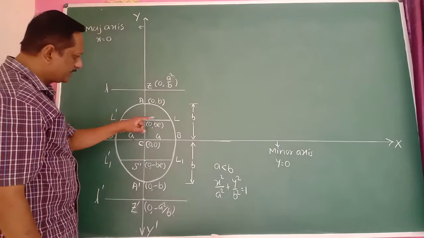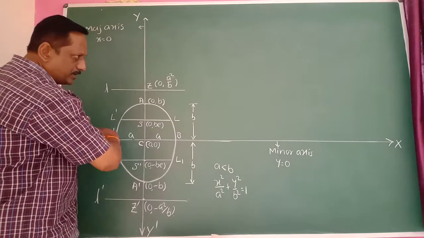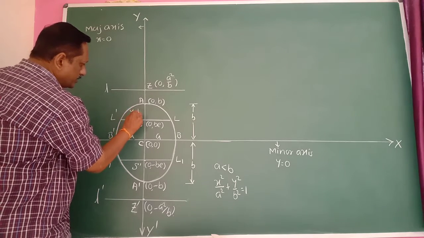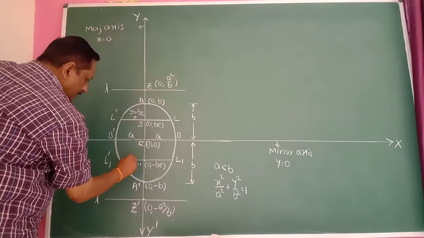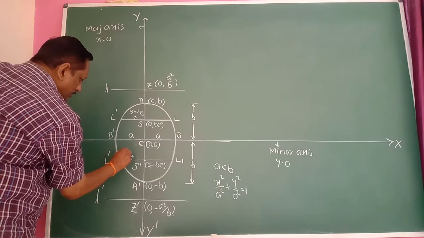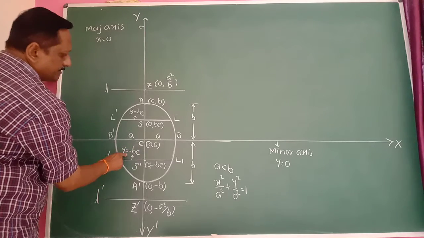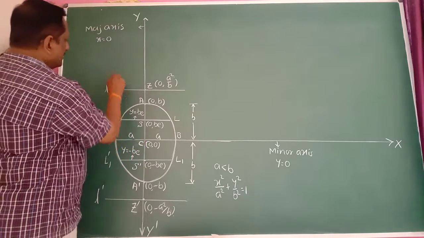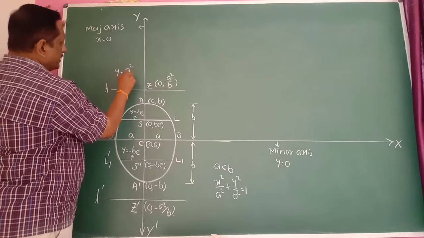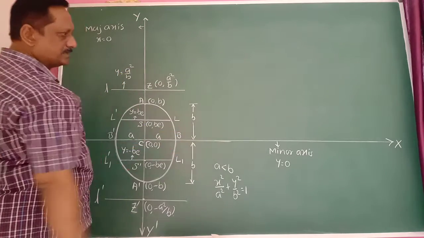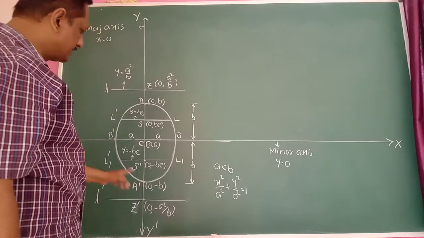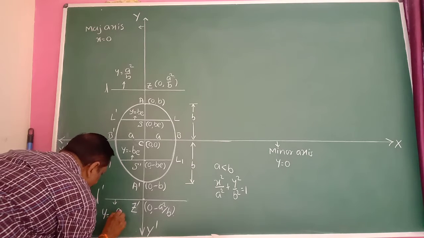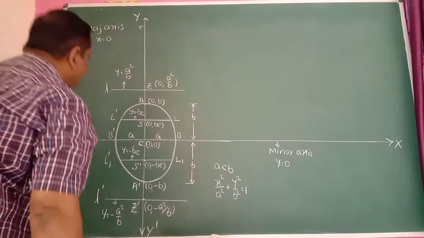And this is a latus rectum. Equation of the latus rectum: this is a line parallel to the x-axis. Therefore, the equation of this latus rectum is y is equal to b e. And the equation of this latus rectum is y is equal to minus b e. And the equation of this directrix, this height is a square by b. So y is equal to a square divided by b. This line is parallel to the x-axis. Similarly, this is a directrix parallel to the x-axis. Its equation is y is equal to minus a square divided by b.